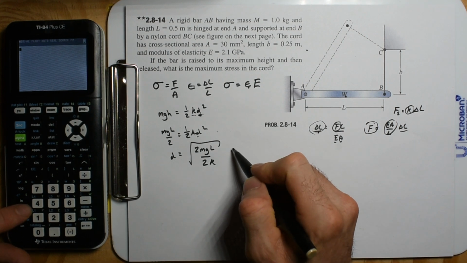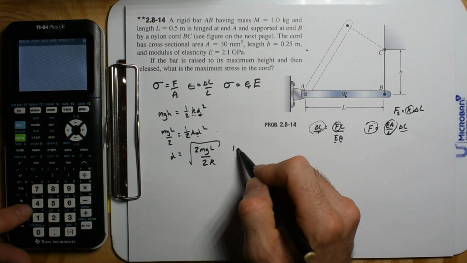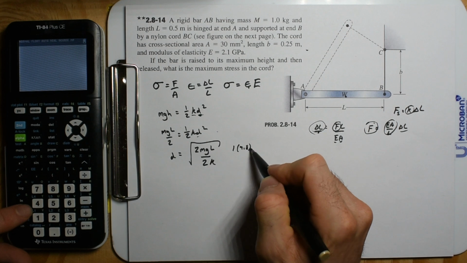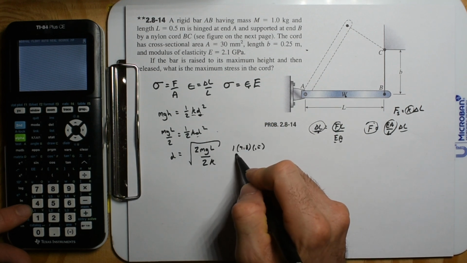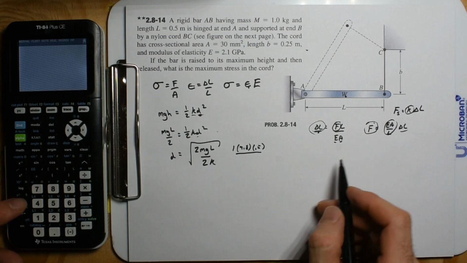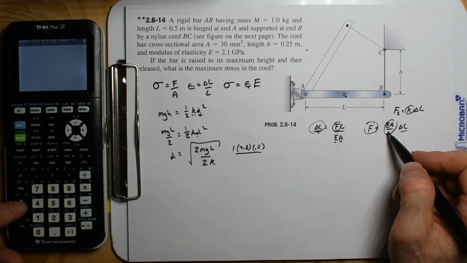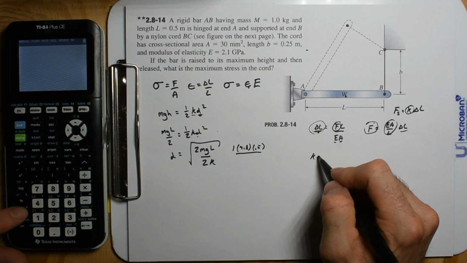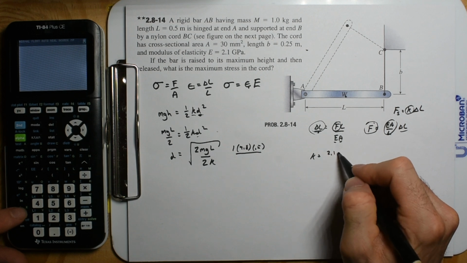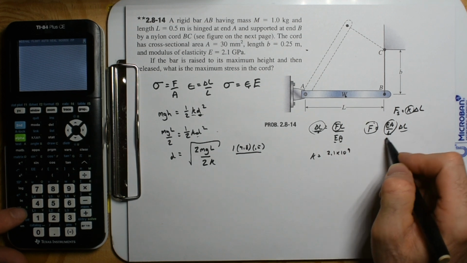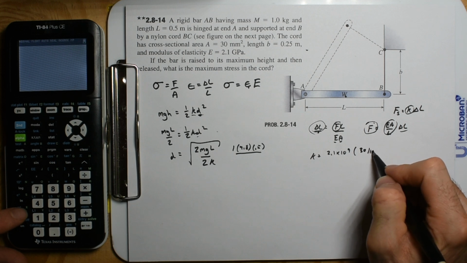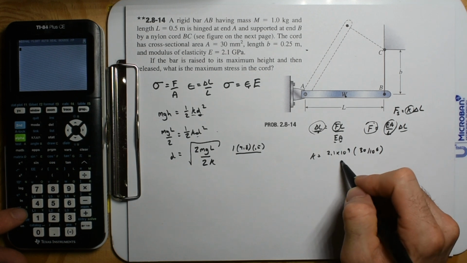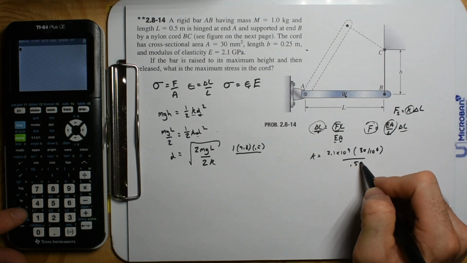And this is going to be 1 kilogram, 9.8. Length is 0.5 meters. Oh, we run into the same problem. What the hell is k? Well, it's EA divided by L. So let's just do that totally separately. This is 2.1 times 10 to the 9, times area, which is 30 divided by 10 to the 6, divided by 0.5.